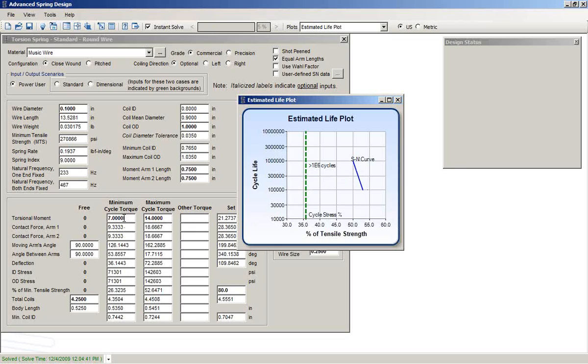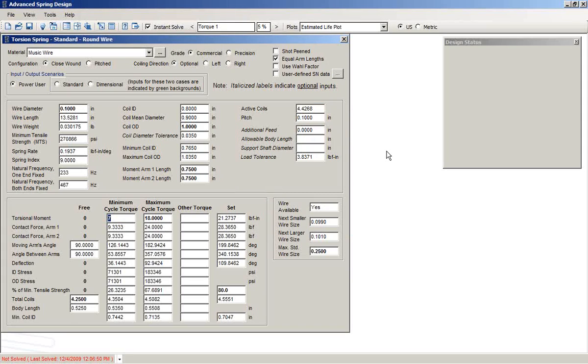So as we make changes to the design, I'll go ahead and increase the maximum cycle torque to 18. You see that that moved the stress percentage over to the right side of the SN curve. In doing so, it changed the estimated cycle life to less than 10 to the fifth or 100,000 cycles. So as you make changes here, you will get changes to this estimated life plot. That ends this session on torsion springs.